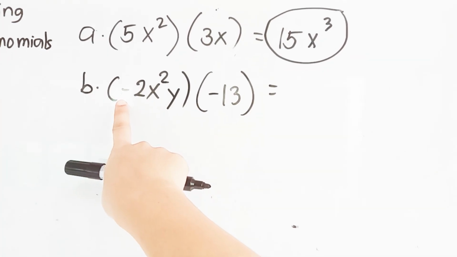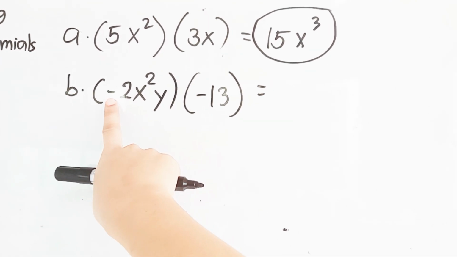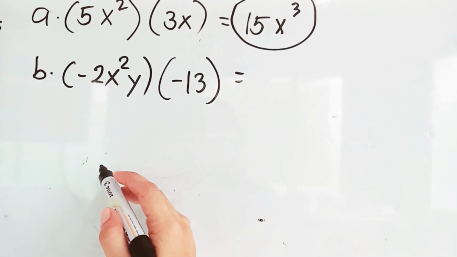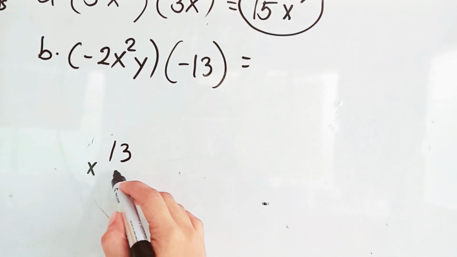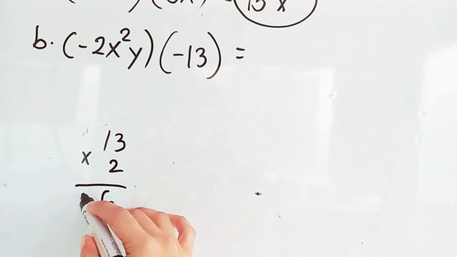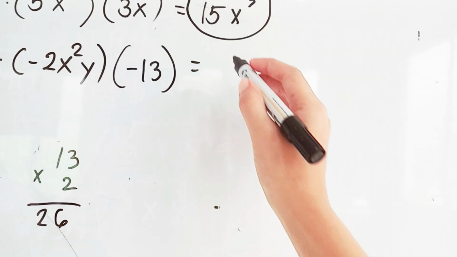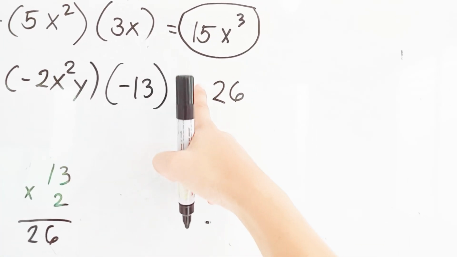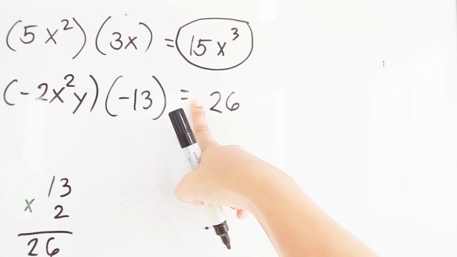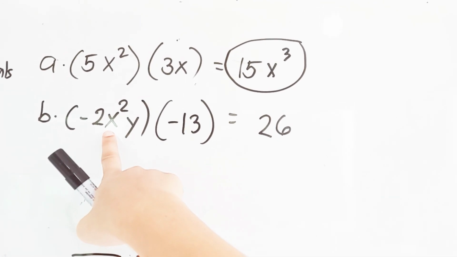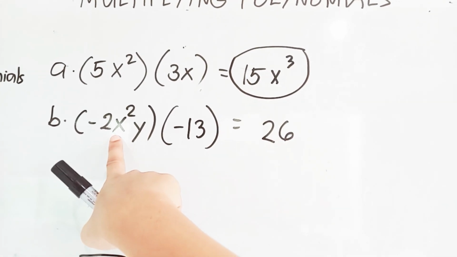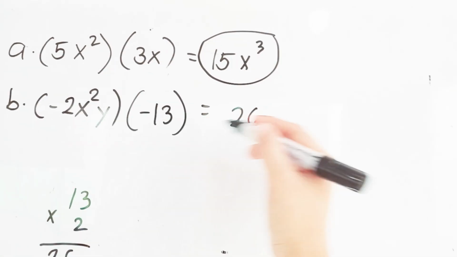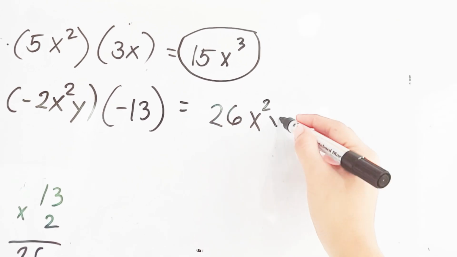Another, multiply the numerical coefficient, negative 2 times negative 13. So let's solve. 13 times 2, 6, and then 2. So that is 26. Negative times negative, that would be positive. So the answer is positive 26. And then copy the literal coefficient because there's no other literal coefficient or variables here. So just copy this one, x squared and then y.